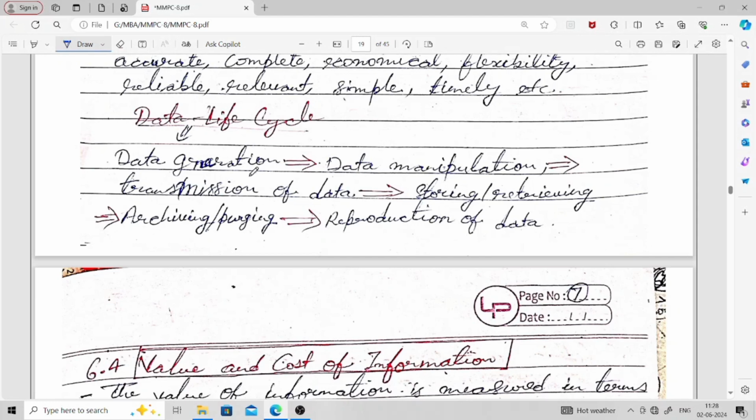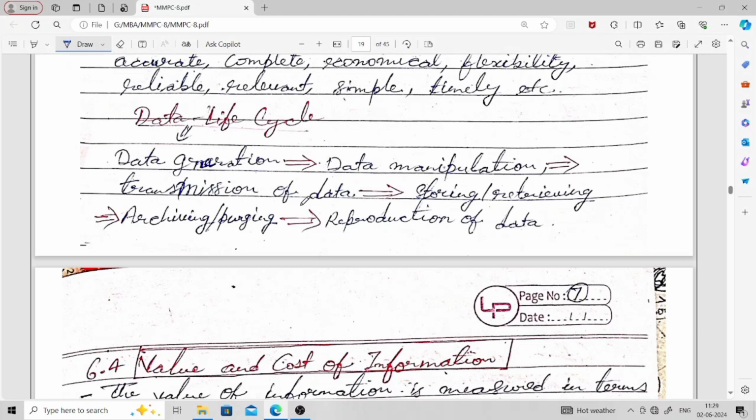Then transmission of data. Transmission of data means whatever manipulation, or you can say some kind of processing, is done on the data should be transmitted. Then it should be stored. That's why it is given as storing and retrieving. It means after transmission of data, we store the data somewhere, and whenever required, we retrieve the data.